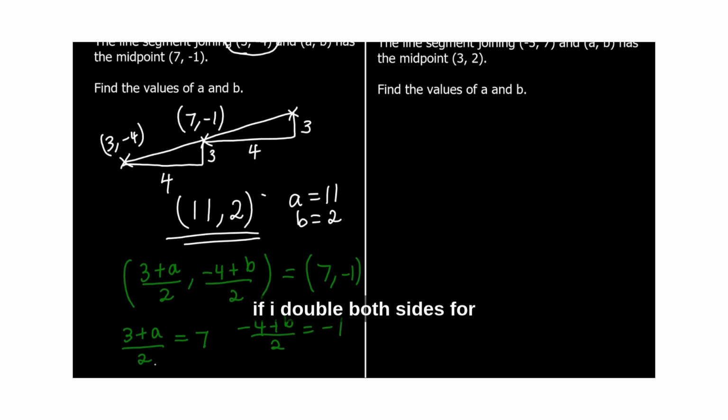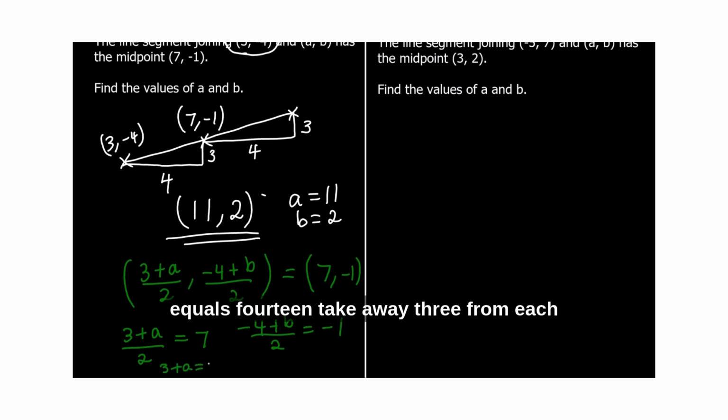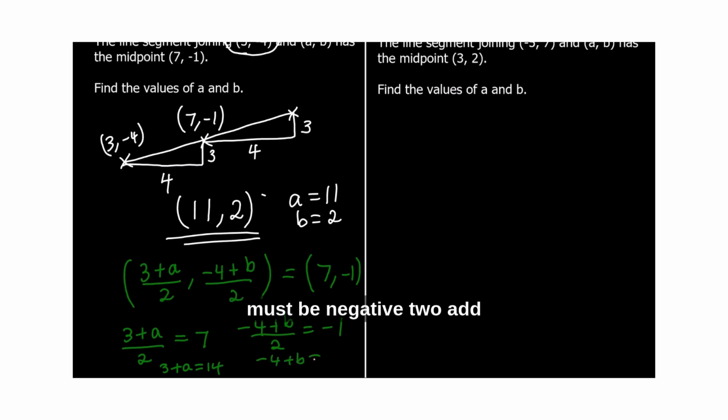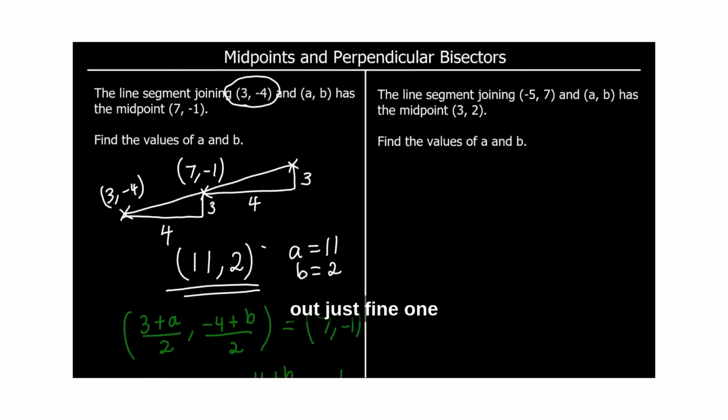So if I double both sides, for the first one, I'll have 3 plus a equals 14. Take away 3 from each side, a equals 11. And double both sides again, negative 4 plus b must be negative 2. Add 4 to both sides, b must be 2. So either of those methods work out just fine. One for you to try, give it a go.